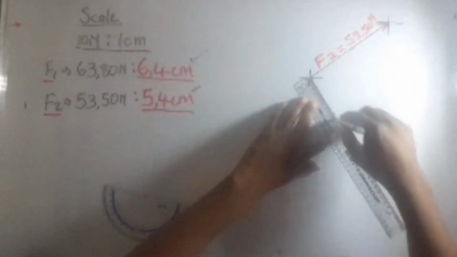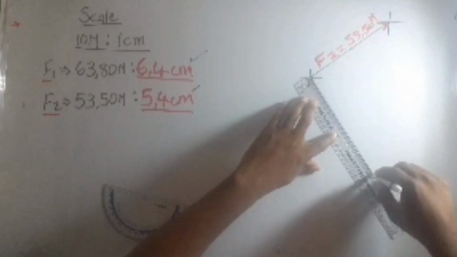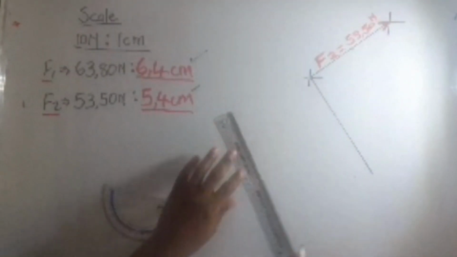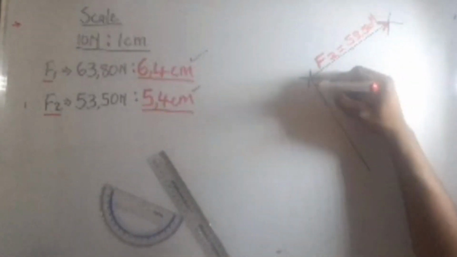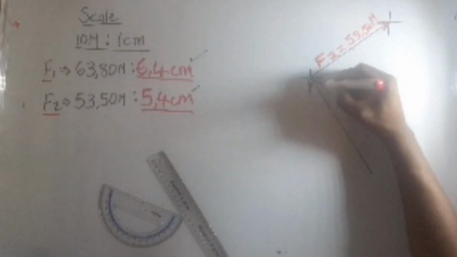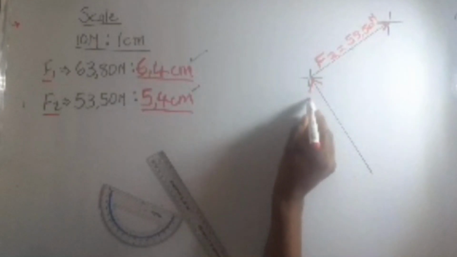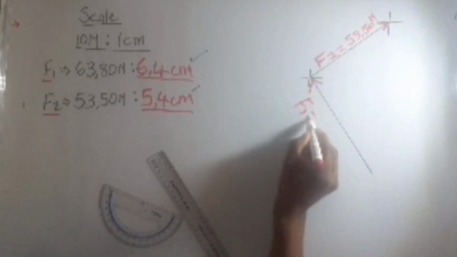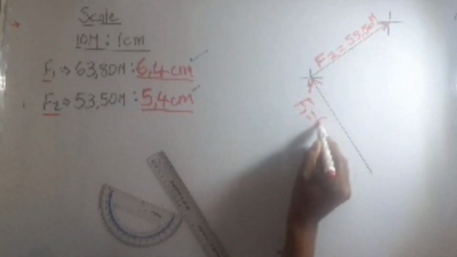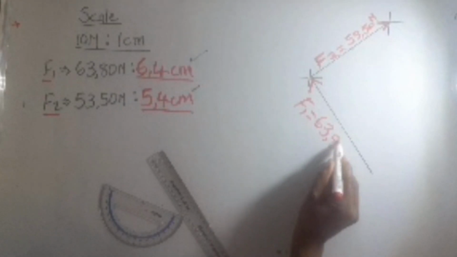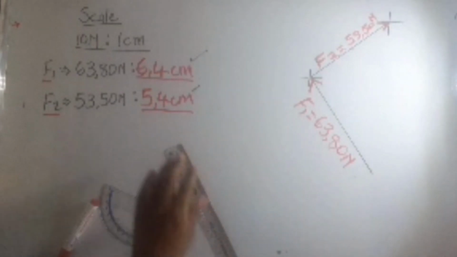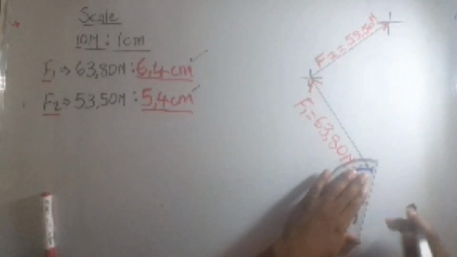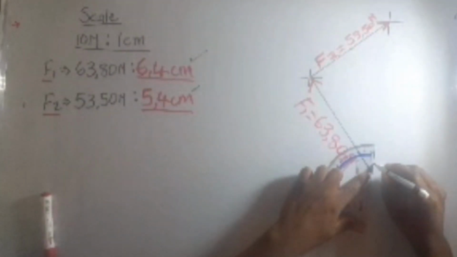That is 6.4 centimeters. So that is vector 1. Here is an arrow. So this is F1, which is 63,80 newtons. Then where F1 ends, again we do a Cartesian plane.